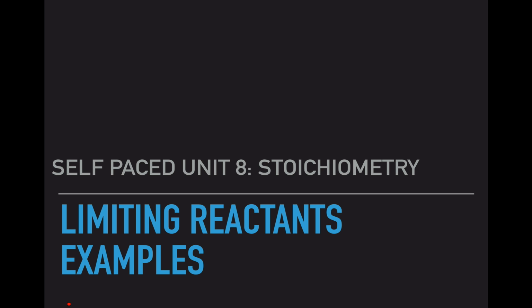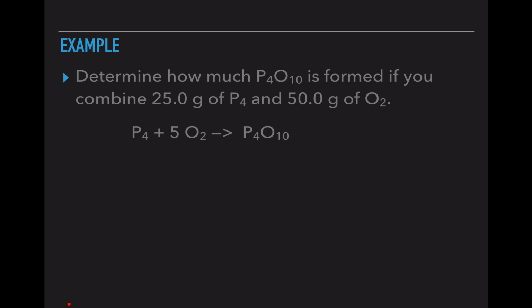Hey guys, so I told you that we were going to look at more examples of limiting reactant problems. So this video has two examples worked into it. So we're going to just jump in and start the first one. Determine how much P4O10 is formed if you combine 25 grams of P4 and 50 grams of O2.